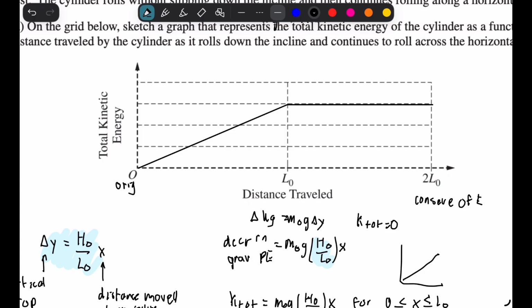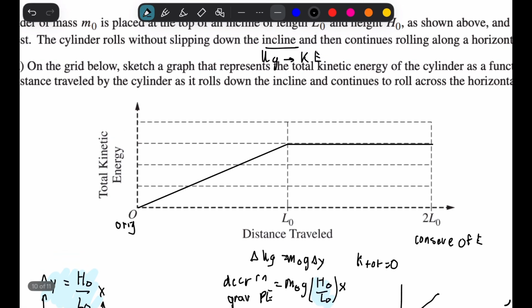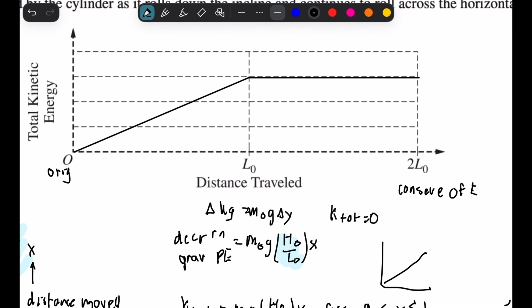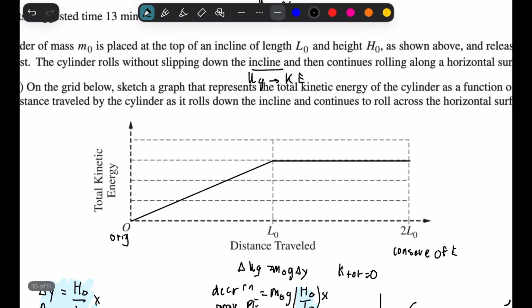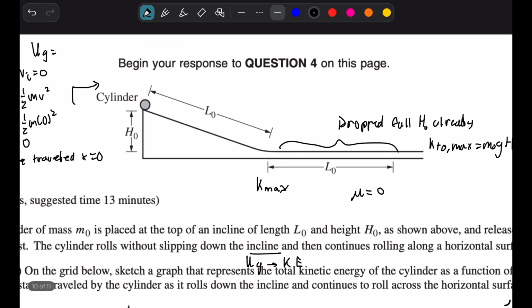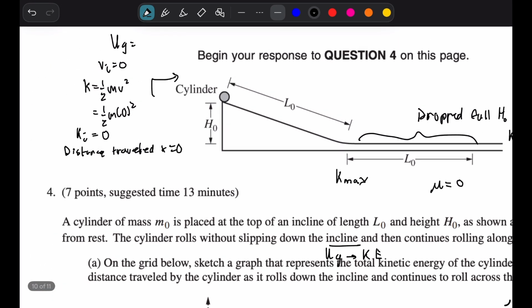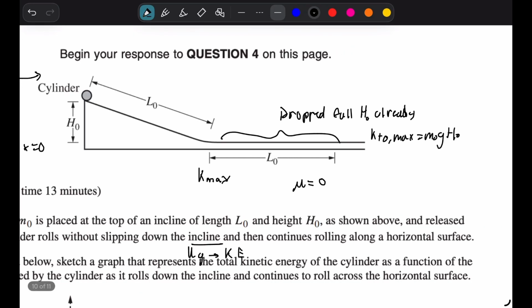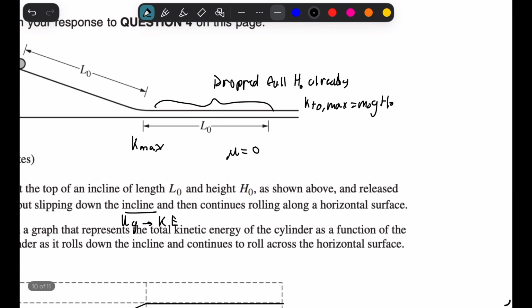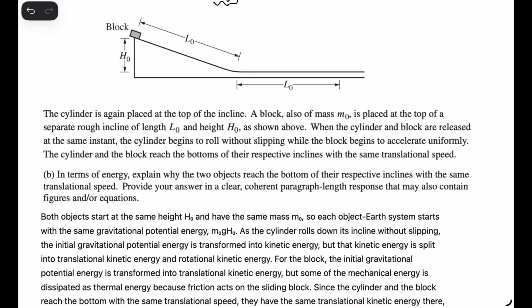Now, for our next part, let's explain this real quick. The cylinder is going to lose gravitational potential energy at a constant rate per unit distance traveled, right? So that means kinetic energy is going to increase linearly as we continue. And then on the horizontal, because our height stays the same, the total kinetic energy stays constant.